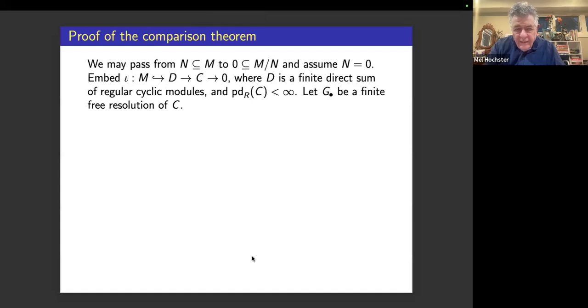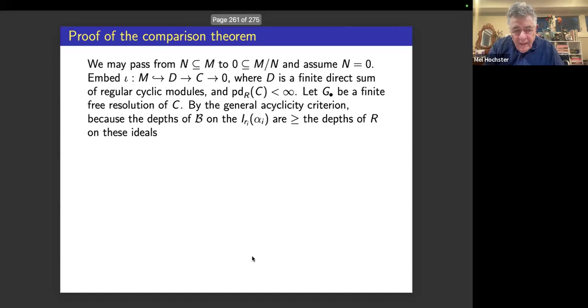And you can take a finite free resolution of C, because it has... and by the general acyclicity criterion, which is this non-Noetherian version of the Buchsbaum-Eisenbud criterion, the depths on the big Cohen-Macaulay module or algebra are bigger than or equal to the depths of R on the same ideals.